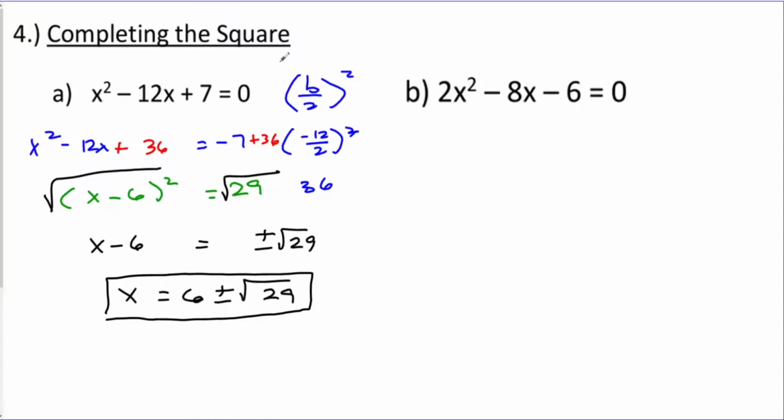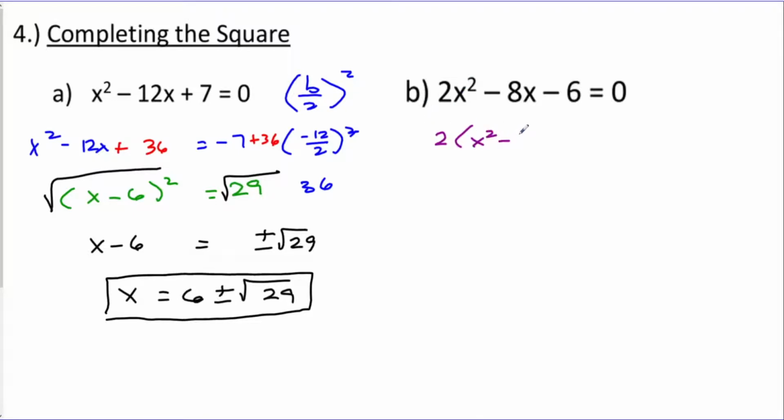Okay, letter B. Same idea, but here's the catch. For letter A, the number in front of x squared was 1. In order for us to use this b over 2 squared formula that we used, a must be 1. So if you notice, this one's got a 2. The first thing I need to do is GCF out that 2.